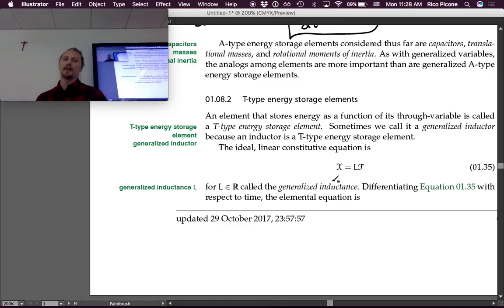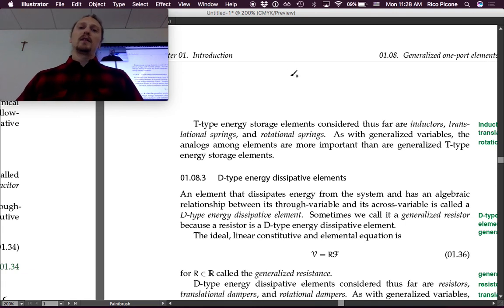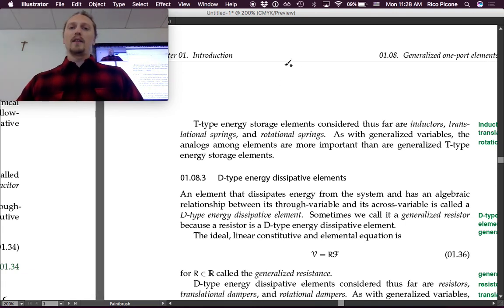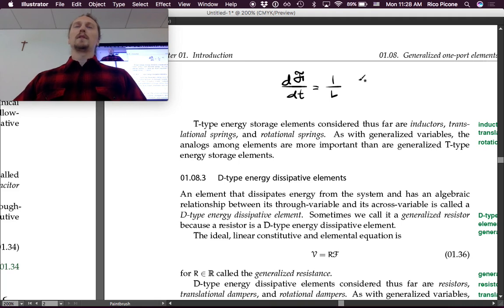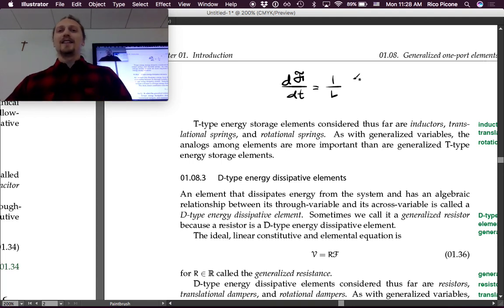Differentiating this with respect to time, and rearranging it a little bit, we get df/dt equals 1 over L times the time derivative of the generalized integrated across variable x, which is just v, the across variable.